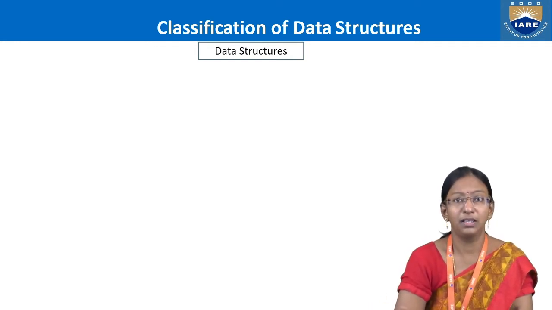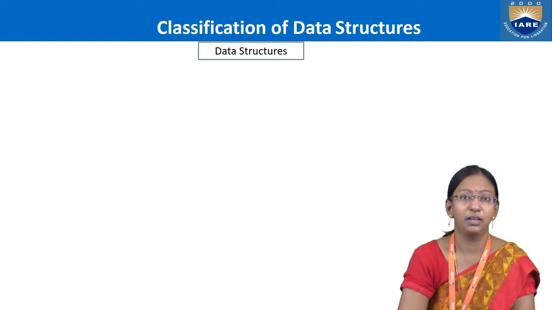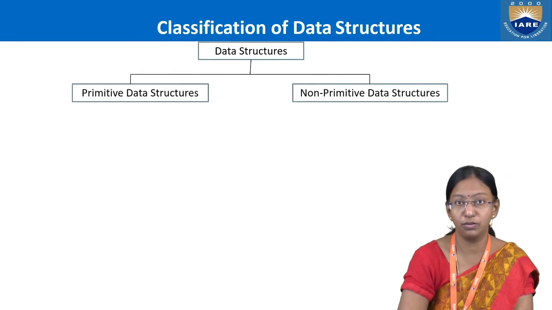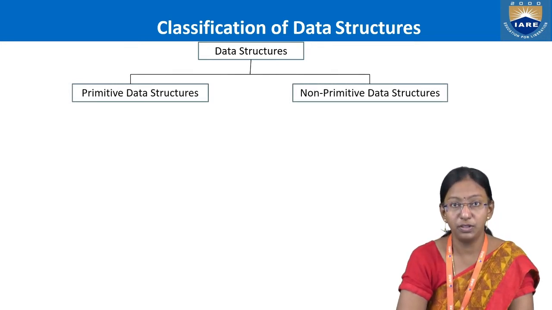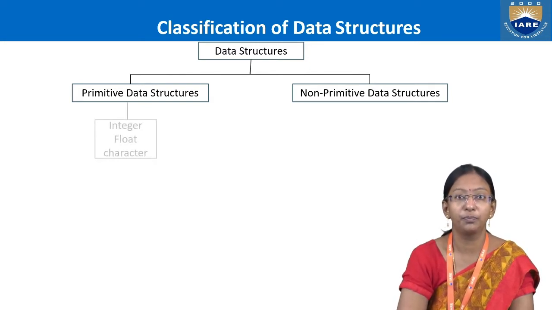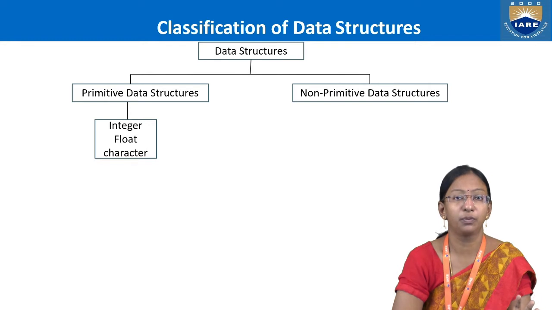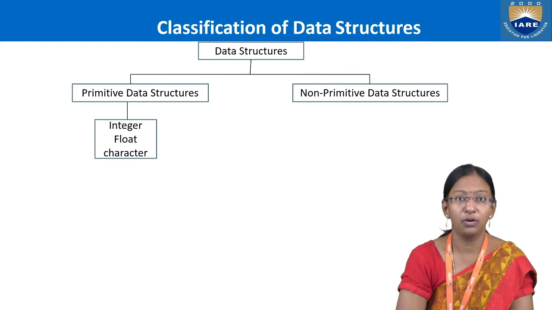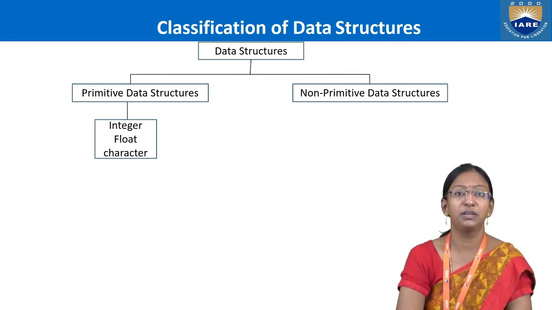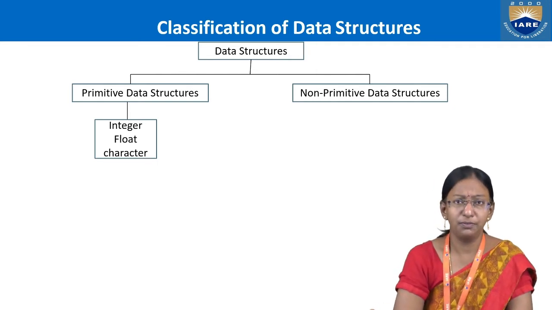So let's see what the classifications of data structures are, and how these data structures can be classified. Data structures can be classified broadly into two categories: primitive data structures and non-primitive data structures. What do you mean by primitive? Primitive data structures are like integer, float, char. All these are basic building blocks. We even call them building blocks. Why do we call them building blocks? Because they are the ones whose definition is already defined in the compiler. Then what is defined in the compiler?